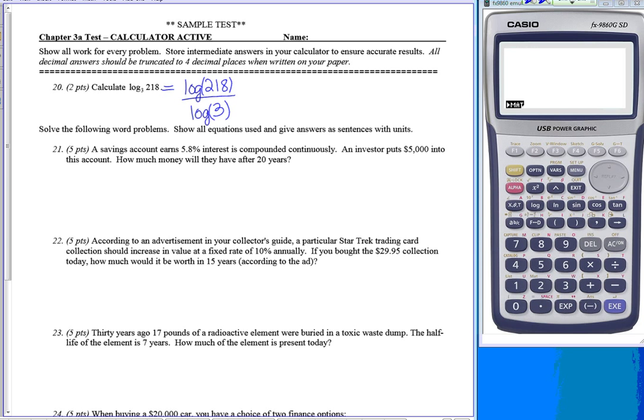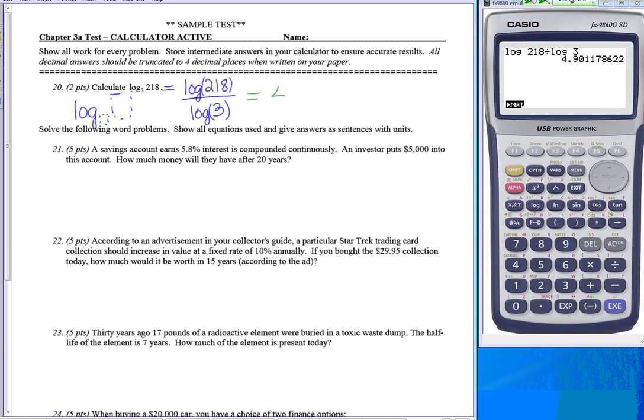Also, some of you guys have the pretty print calculators where you can hit your math or your option button and go to log base, and it will give you the little boxes that you fill in. If you have that kind of calculator, sorry I don't have it on the screen, then you can just fill in the 3 and the 218. So for mine, I need to do the log of 218 divided by the log of 3. And my answers are always going to be truncated to 4 places after the decimal.